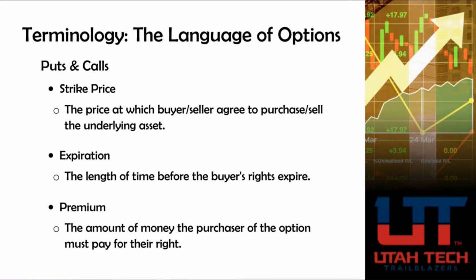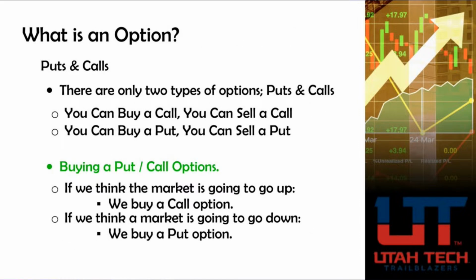And then the premium. The premium is, of course, the amount of money that you must pay for the right. So you have to buy an option, all right? The option is the right, but not the obligation, to buy the underlying stock in this case. So that's the example there. So we have puts and calls. There are only two types of options, puts and calls. You can buy a call, you can sell a call, you can buy a put, or you can sell a put.